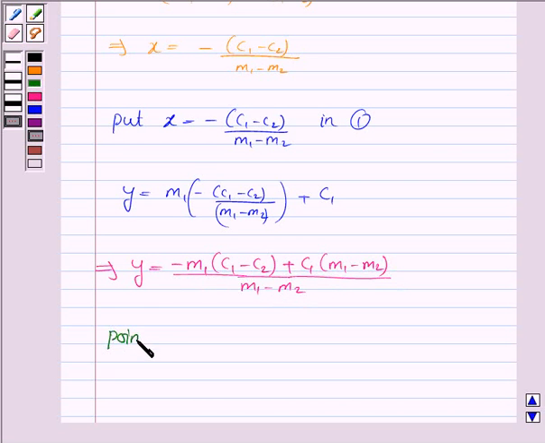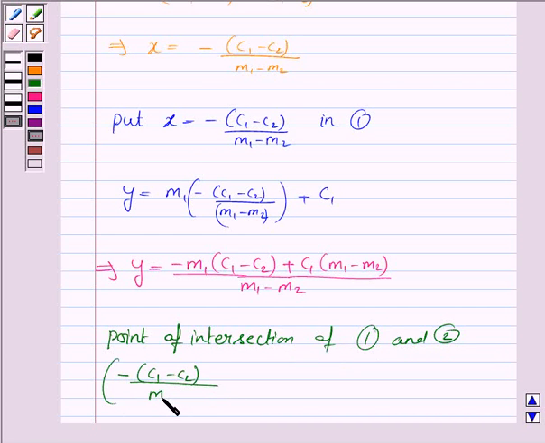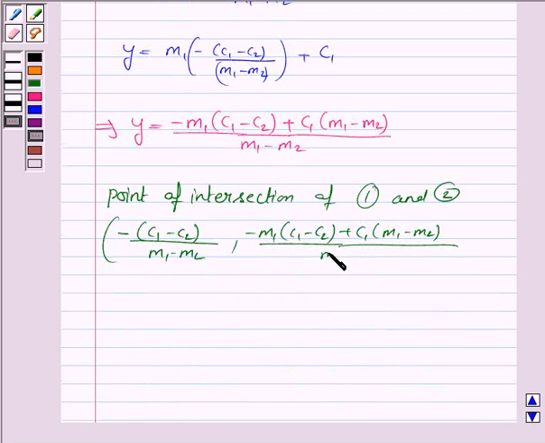Therefore, the point of intersection of the lines 1 and 2 is (-(c1 - c2)/(m1 - m2), [-m1(c1 - c2) + c1(m1 - m2)]/(m1 - m2)). Let's call this A. Now the third equation of the line is given to us as y = m3x + c3.